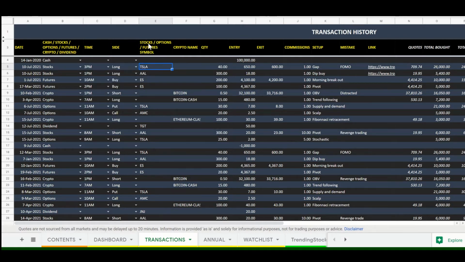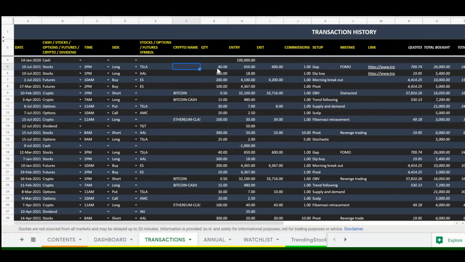Now this column is just for stocks, options or futures. What's the symbol? You type that there. This column right here is if you're trading crypto. You have to type the name. So Bitcoin, Bitcoin Cash, Ethereum Classic, and whatever other crypto you're trading, you type the name right here.